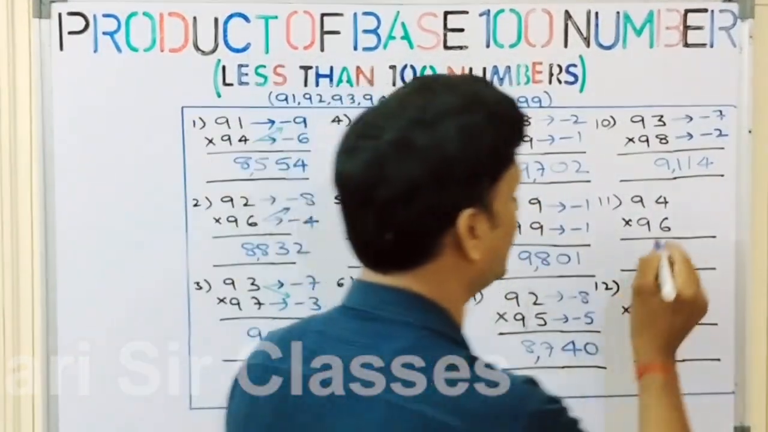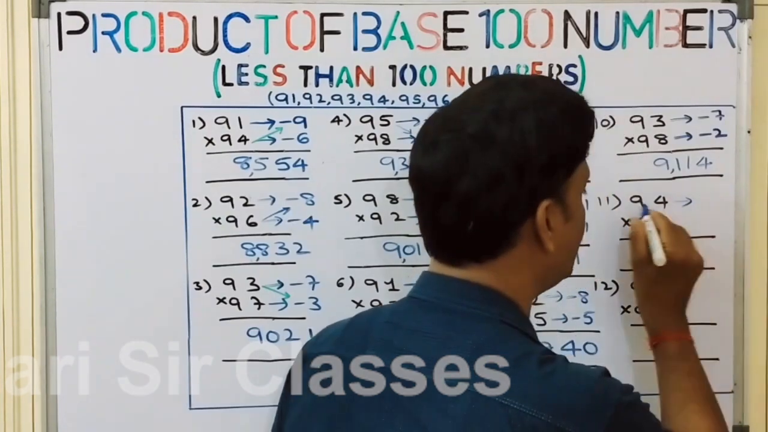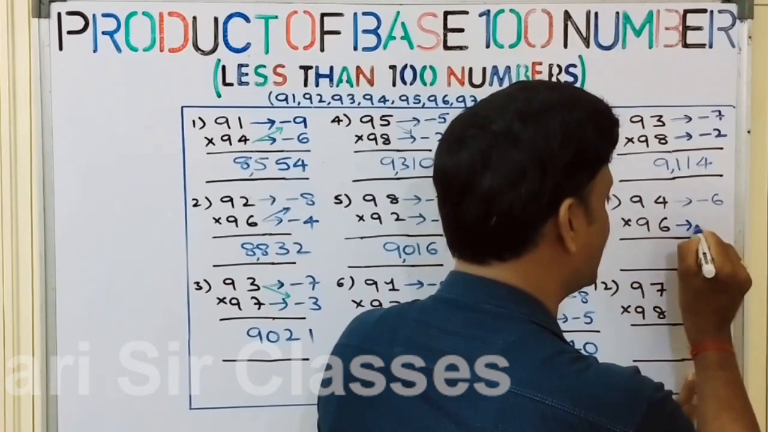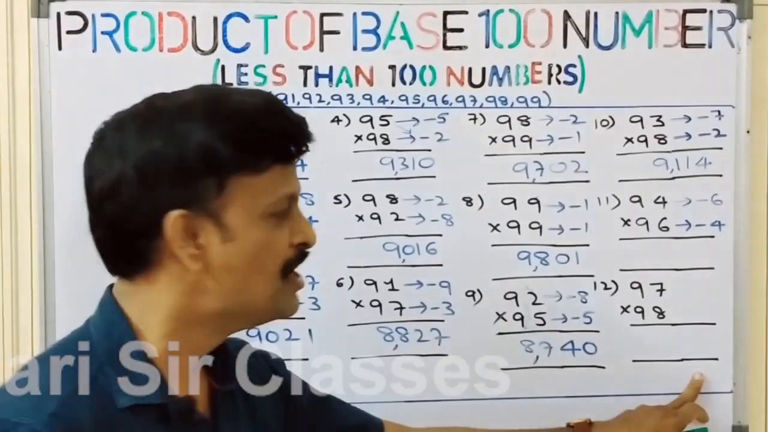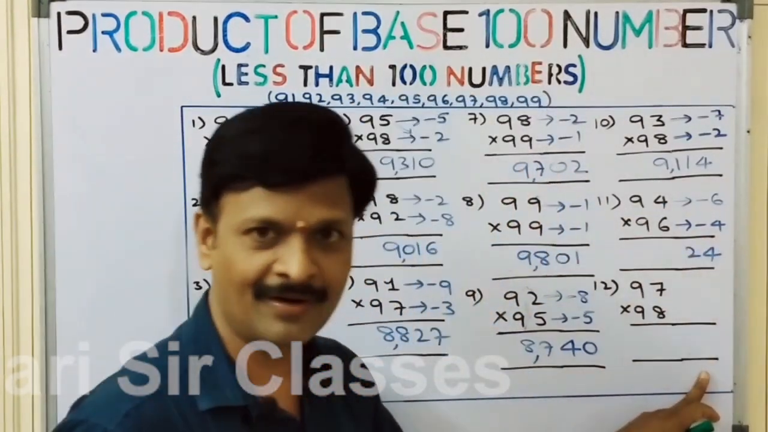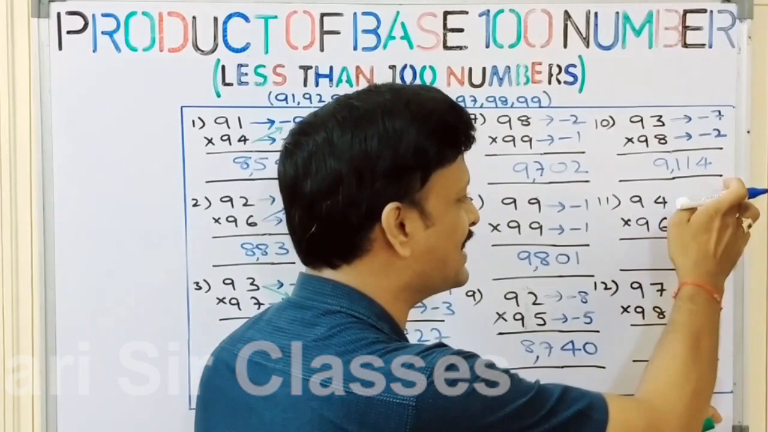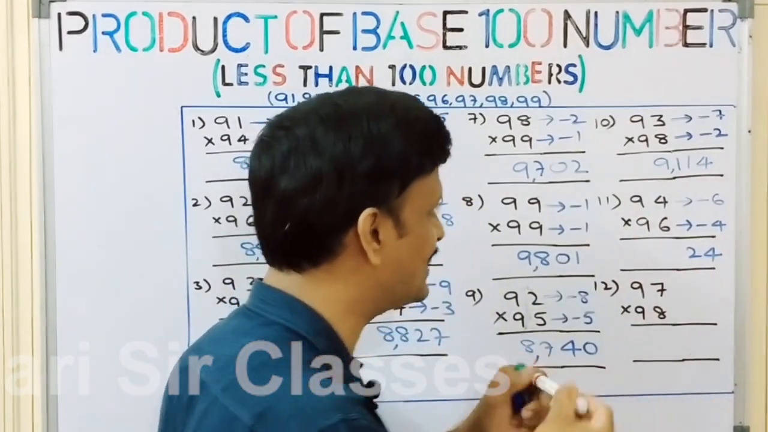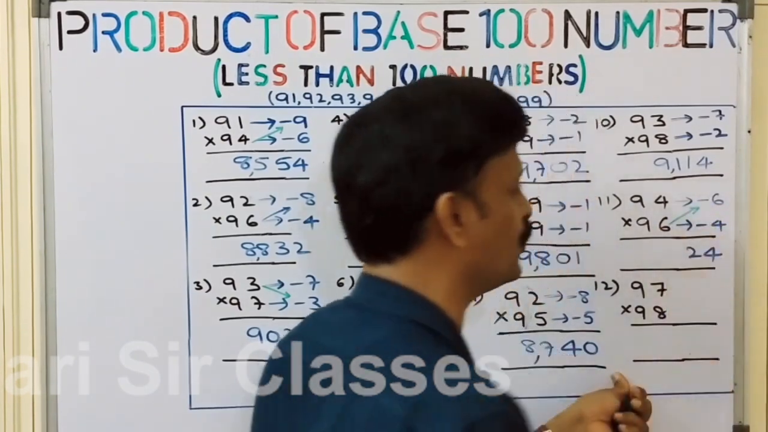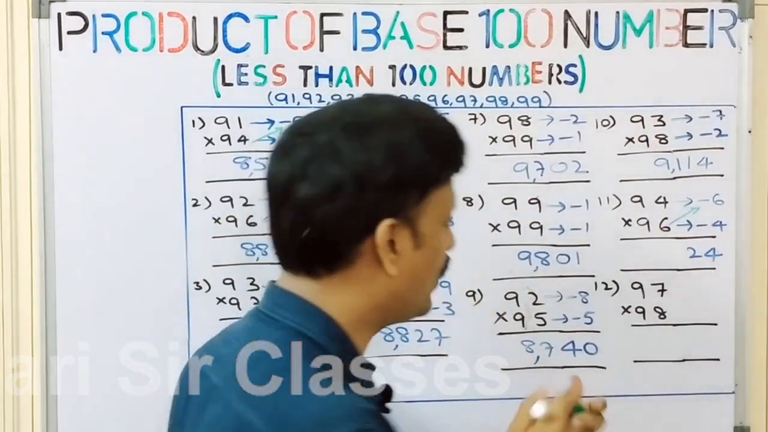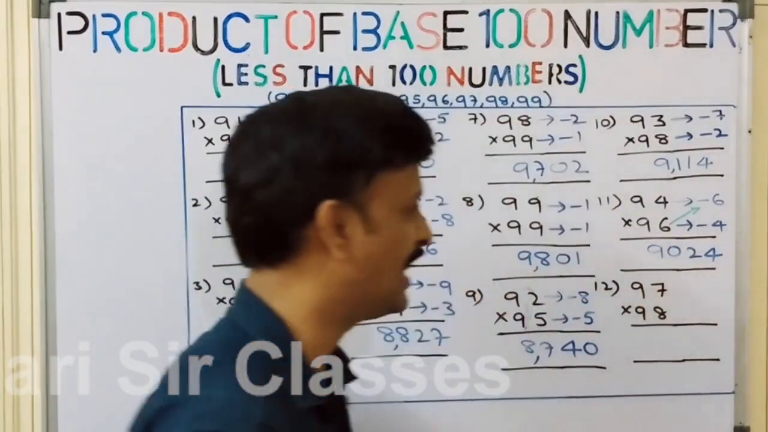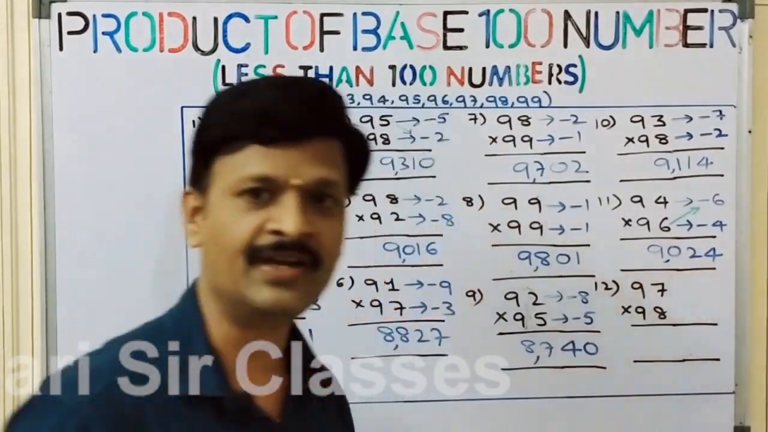Next coming to the 11th question, that is 94 into 96. 94 is 6 less than 100, write down, and 96 is 4 less than 100, that is minus 4, write down. So now 6 4s are 24, write down. 94 minus 4 is 90. 96 minus 6 is also 90. Remember this again. I am indicating here either like this or like this you should do. Anything is okay, crosswise. Okay, 96 minus 6 is 90. Let's write down 90 here. 9024. 9024 is the answer.